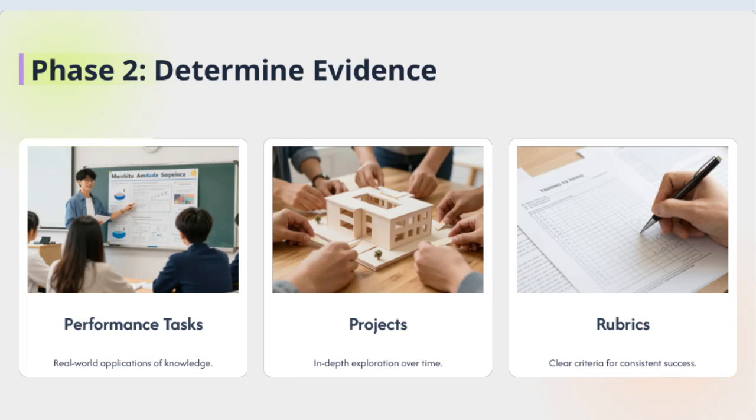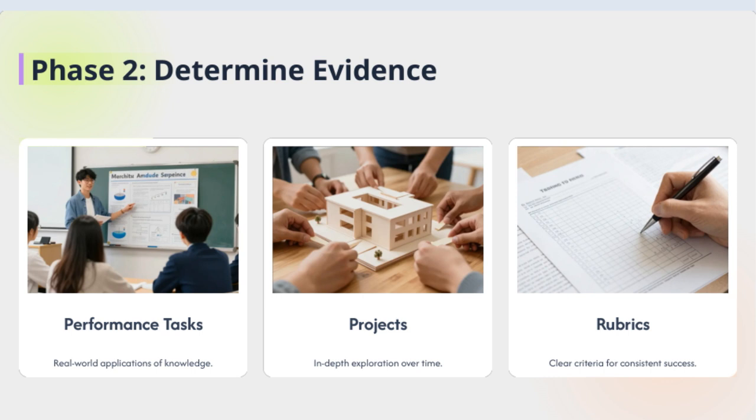Let's take a closer look at what sets us up for consistent success. First, we have clear criteria, which are essential because they give us a solid standard to measure our progress and ensure we're on the right track. Next, rubrics come into play. They help us evaluate our work with in-depth exploration over time, encouraging ongoing reflection and growth.